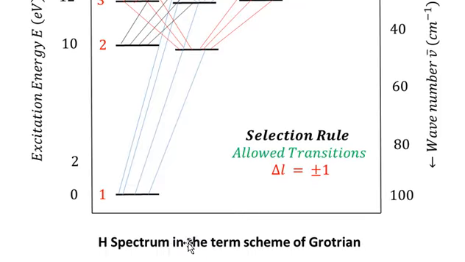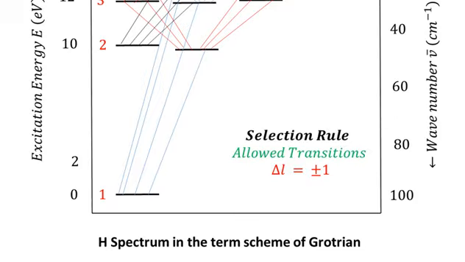So this is the hydrogen spectrum in the term scheme of the Grotrian. This is the ground level of the hydrogen, the ground state of the hydrogen atom. When the hydrogen atom has not absorbed any energy from anywhere, it will be in its ground state, that is, it will be in this state. So this is the principal quantum number 1 state, and the hydrogen atom is in this state.